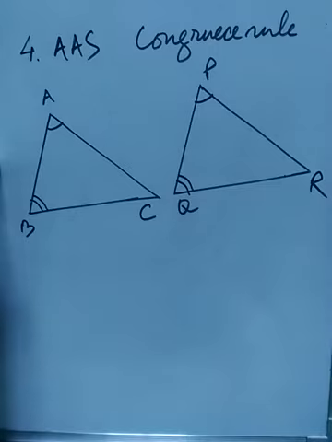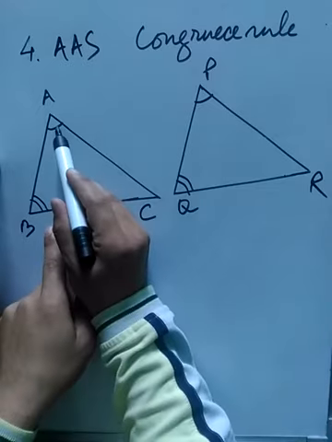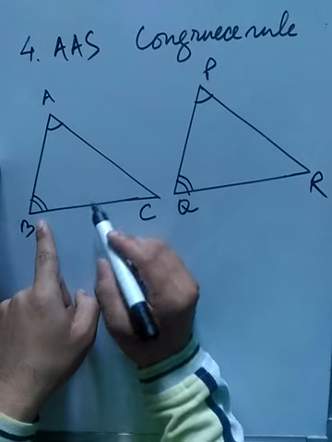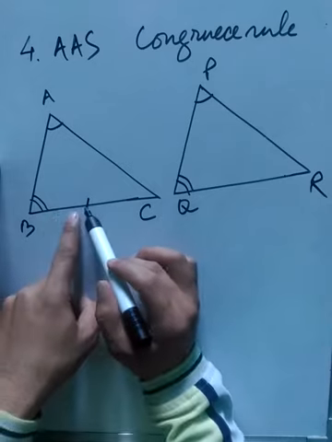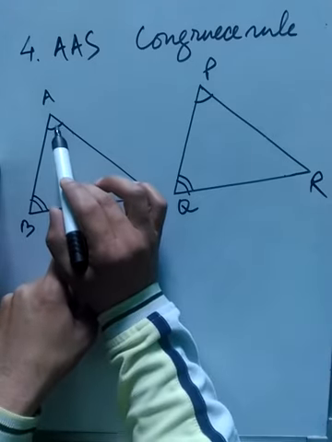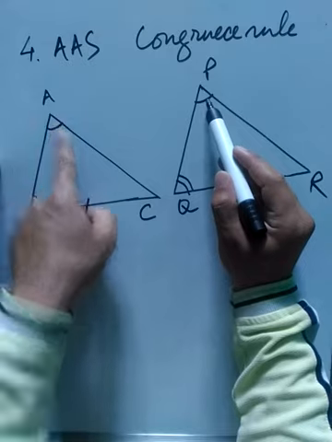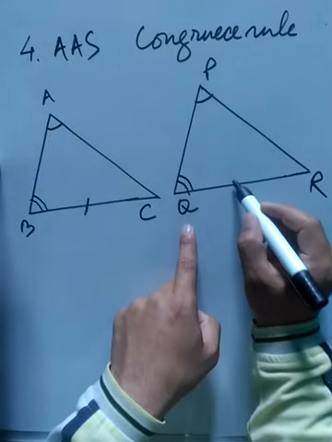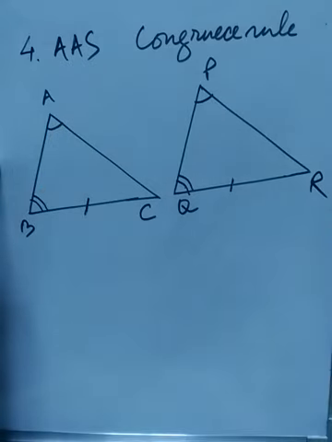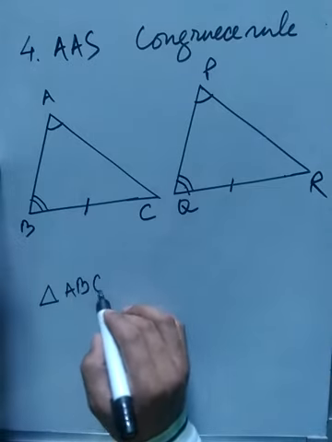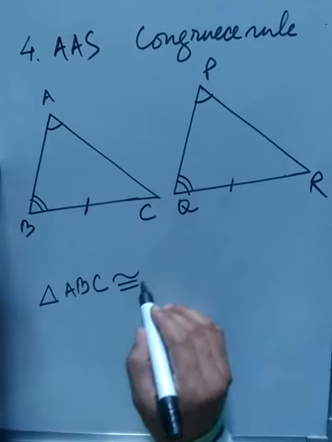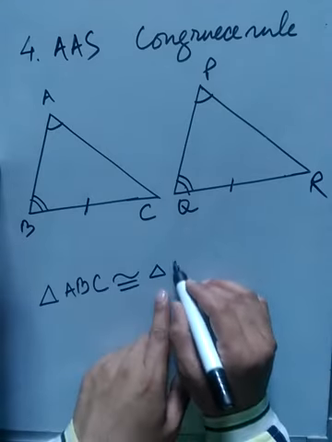Okay, let us think properly, please. Attention, please, here. Pay your attention. Angle, angle, side. Okay, please look carefully. So first I start from angle A. That means, see, angle, angle here, side. So triangle ABC is congruent to triangle P.